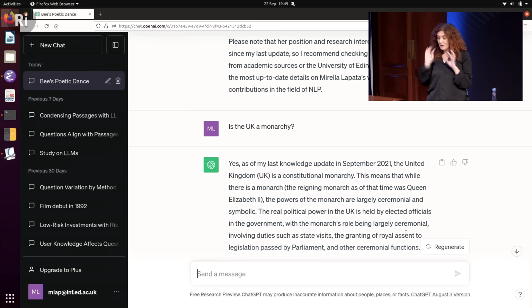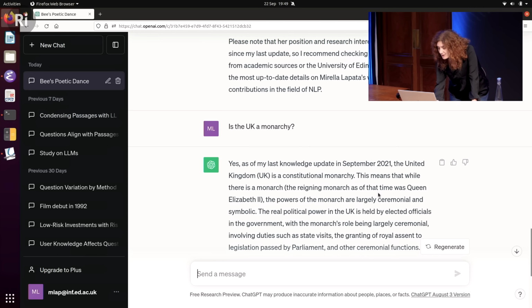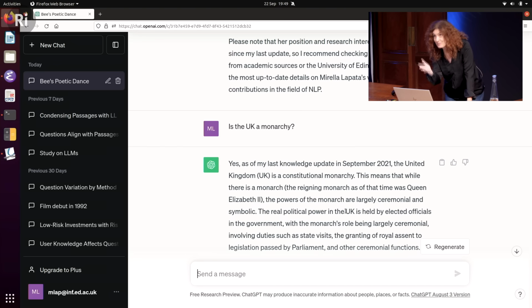As of my last knowledge update in September 2021, the United Kingdom is a constitutional monarchy. It could be that it wasn't anymore, right? Something happened. This means that while there is a monarch, the reigning monarch as of that time was Queen Elizabeth II. So it tells you, I don't know what happened. At that time, there was a Queen Elizabeth.